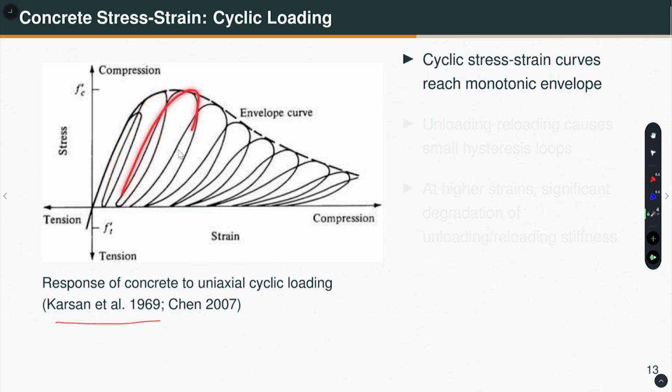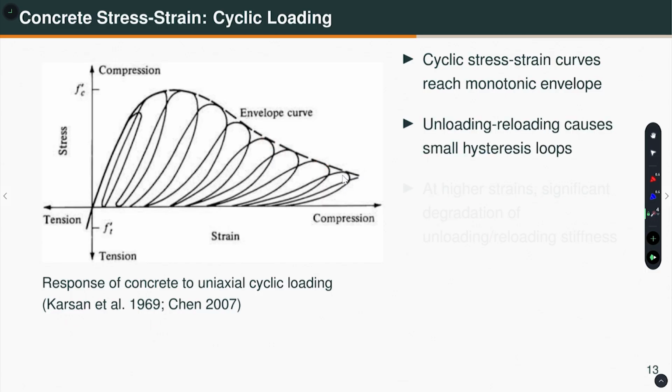So, as you can see, there are few things that are happening here. One is cyclic stress strain curve is actually reaching the monotonic envelope. You see, it is reaching the monotonic envelope. This is number one observation. Number two observation, unloading and reloading.